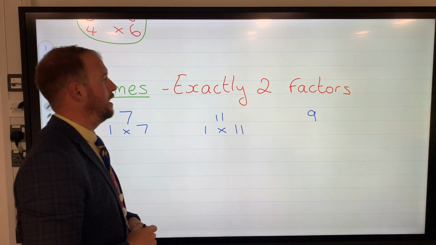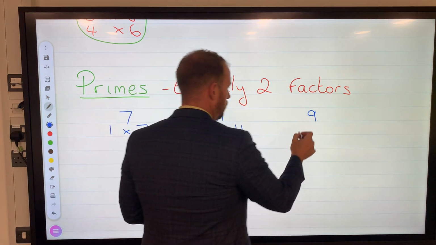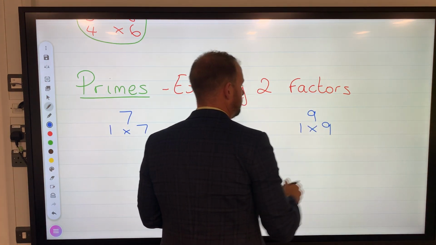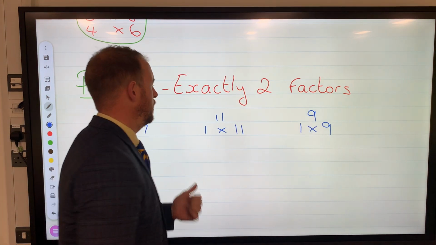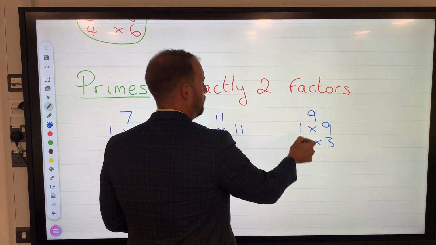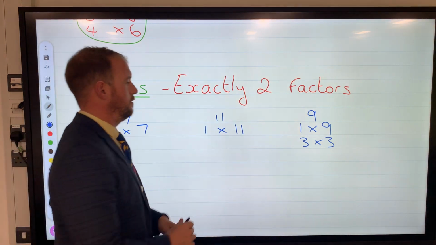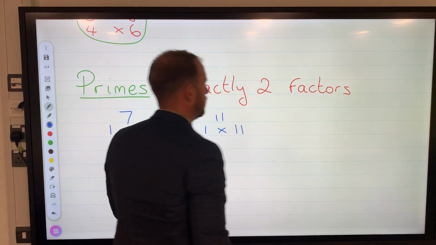I'm now putting 9 on the board. Let's see how many factors it's got. 1 times 9. Oh, 3 goes into it, so that's 3 times 3. So it now has 3 factors, but a prime number only has 2. So it can't be prime.